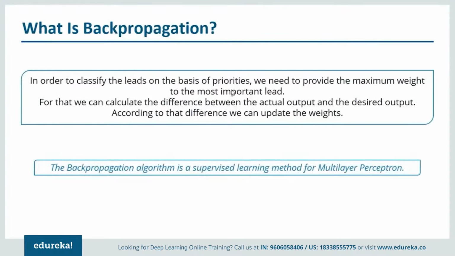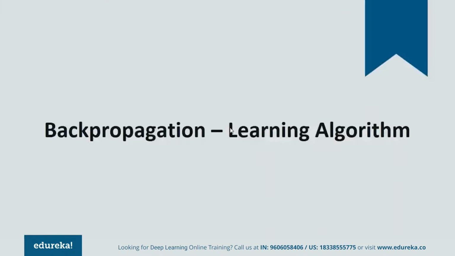So in order to classify the leads on the basis of priorities, we need to provide the maximum weight to the most important lead. And how are we going to do that? We're going to compare the actual output and the desired output, and according to the difference, we're going to update the weights. So what is backpropagation? Backpropagation is nothing but a supervised learning algorithm for multi-layer perceptron. Now let us understand what exactly is this algorithm.